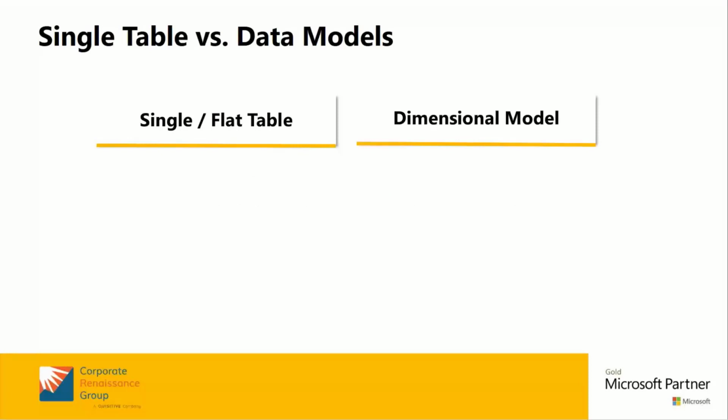We have understood what is the meaning of filter directions and why they're so important in relationships, right? We have seen role-playing dimensions also. Now the question is, do we really need to create data models? Can we not simply create a single table?